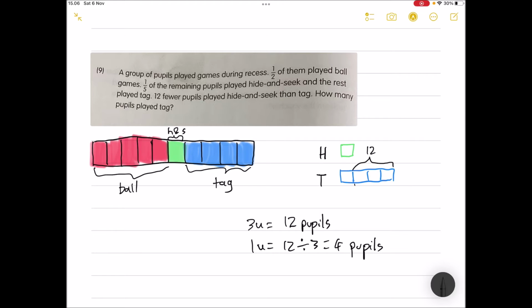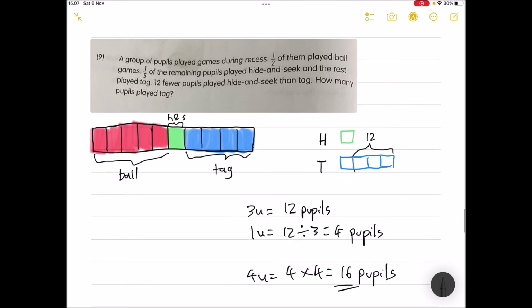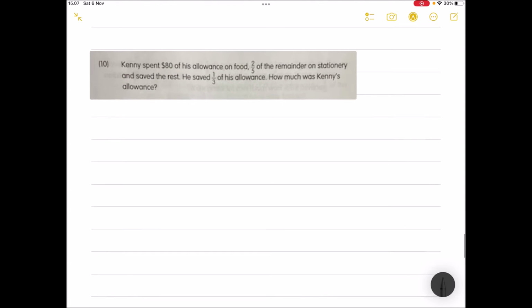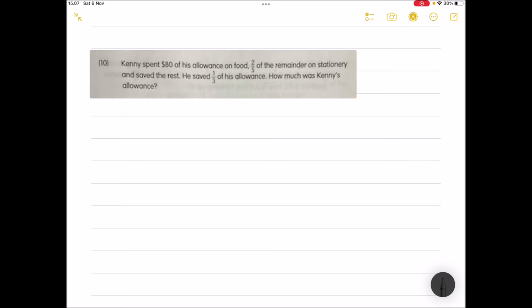Let's try the question again. How many pupils played tag? We want to know all of them. All of those who played tag is 4 units. So we have 4 units multiplied by 4 pupils, we have 16 pupils. So there are 16 pupils who played tag altogether. Quite simple, right? Let's go to number 10.